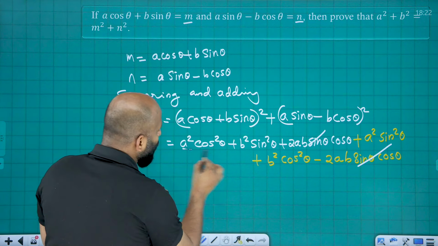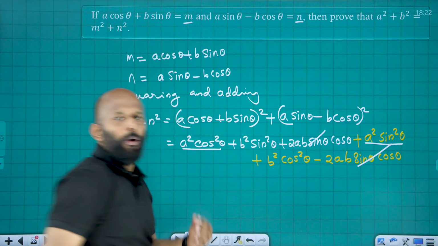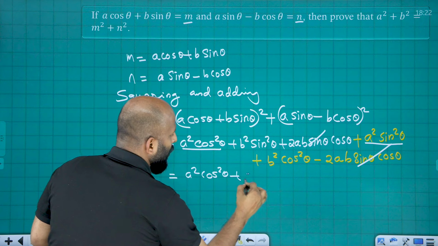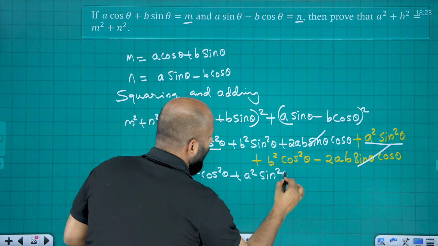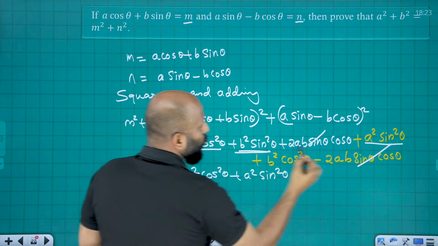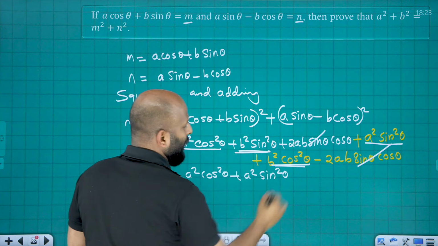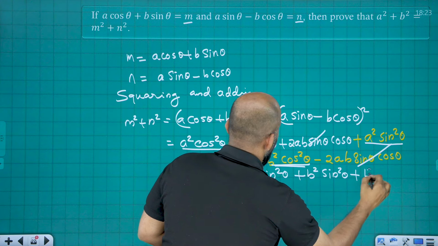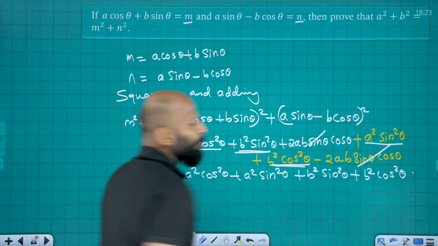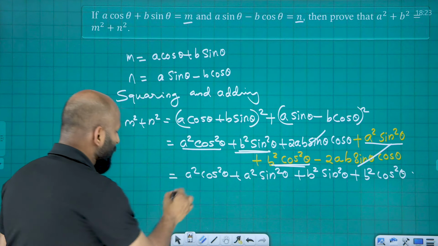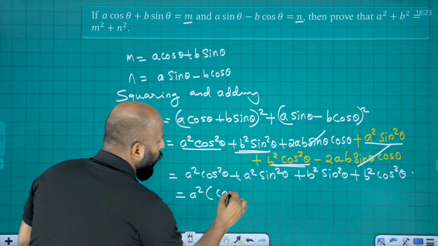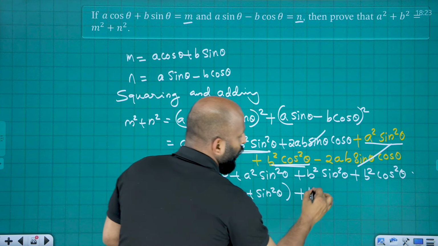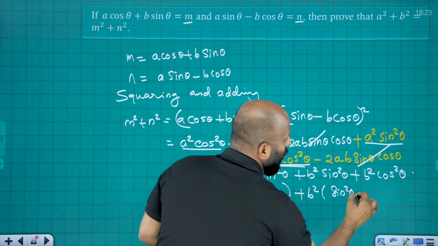Now what I'm going to do is group a square cos square theta and a square sin square theta: a square cos square theta plus a square sin square theta. Then I can group b square sin square theta plus b square cos square theta. Now from the first two terms I can take a square common out: a square into (cos square theta plus sin square theta) plus b square into (sin square theta plus cos square theta).